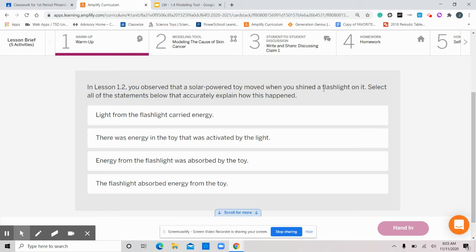So, friends, this was lesson 1.2. This was the hands-on video where Mr. Roberts went around and shined light on a little solar-powered toy. It was liquid crystal paper, and then also the thermometers. But we're talking about the solar-powered toy. What I'd like you to do is pause the video and answer these 2 questions. So go ahead and pause right now.